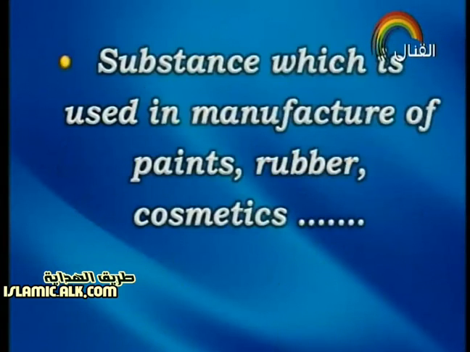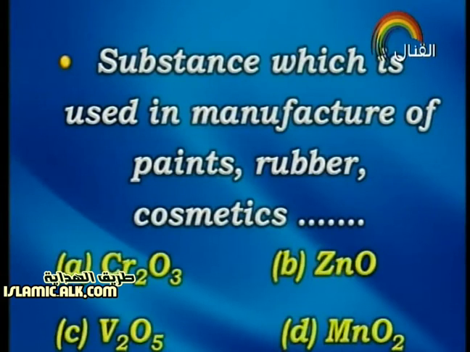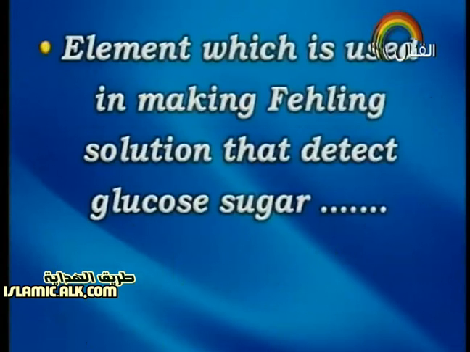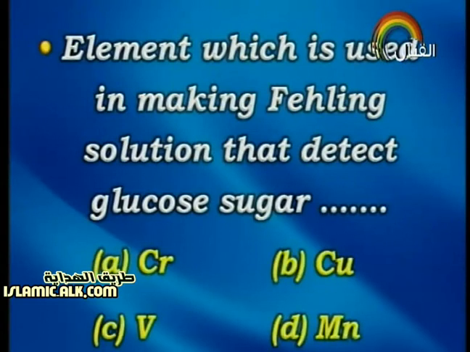Next point, substance which is used in the manufacture of paints, rubber and cosmetics. Is it chromium oxide, zinc oxide, or vanadium pentoxide, or manganese dioxide? If you think about it, yes, my dear student, it will be zinc oxide. Next point, element which is used in making Fehling solution that detects glucose sugar. Is it chromium, copper, vanadium, manganese? If you think about it, yes, it will be copper.